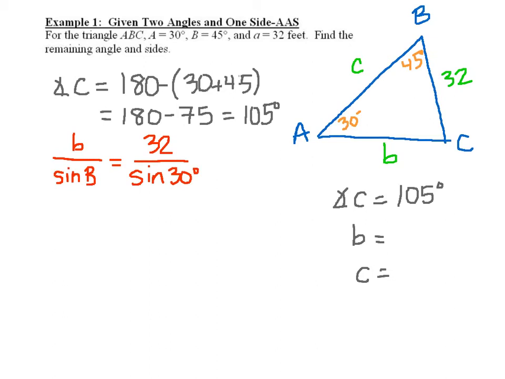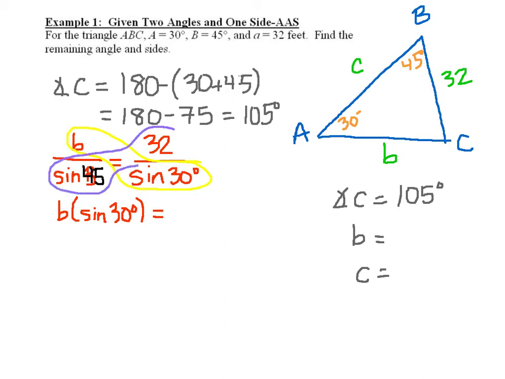Angle B is 45 degrees, so that goes in the sine of B. If we want to solve for B, this is just a proportion. When you solve proportions, remember you can multiply diagonally. So you take B times the sine of 30 degrees, which we know will be a half, and we can set that equal to the other side, which is 32 times the sine of 45.